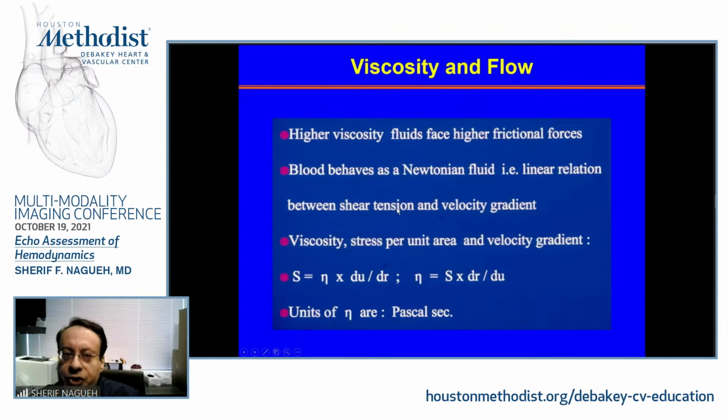When we think of motion, we think of forces that help motion and forces that resist this motion. For fluids, viscosity is the frictional force. Blood behaves as a Newtonian fluid, and what that means is that there is a direct relation between the shear tension, which has the same units as pressure, force per area, and velocity gradient. The velocity gradient we are talking about here is a spatial gradient. So there is the shear tension directly related to the spatial gradient of the velocity, with the constant being the viscosity.